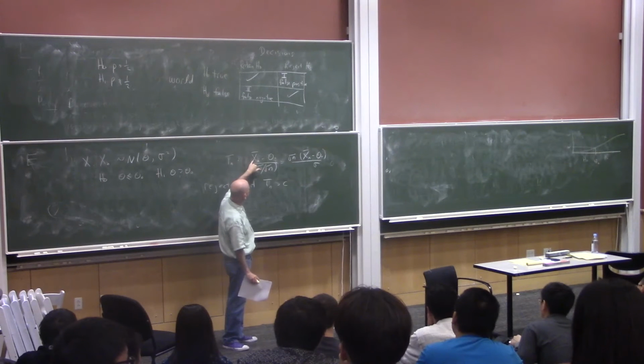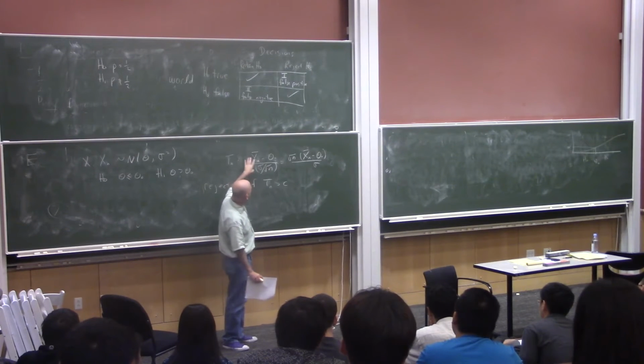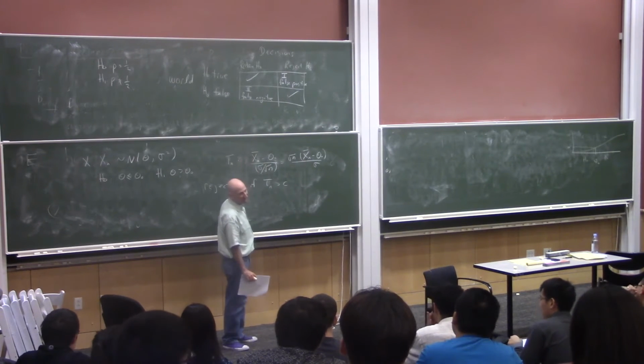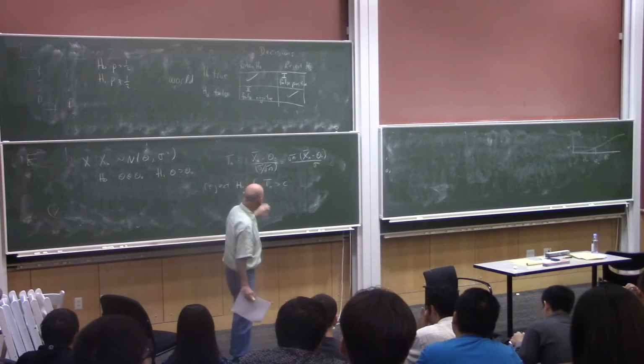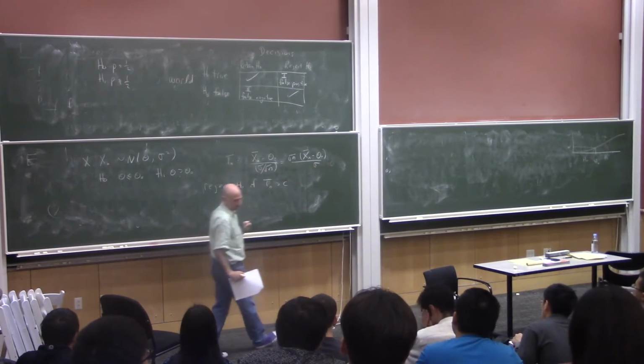I could rearrange this to write it as x bar bigger than some other constant. So that is exactly what we're doing. But I wrote it this way because this is easy to do calculations with. But yeah, I could say this being bigger than c is the same as x bar bigger than some other constant.